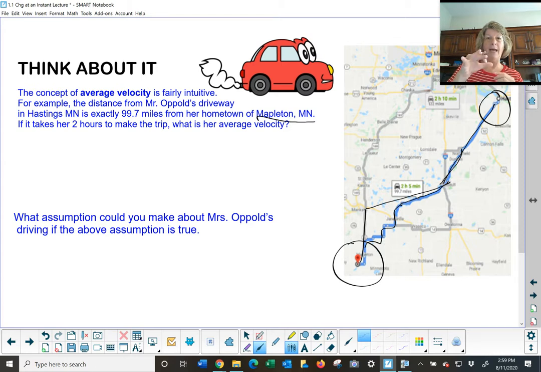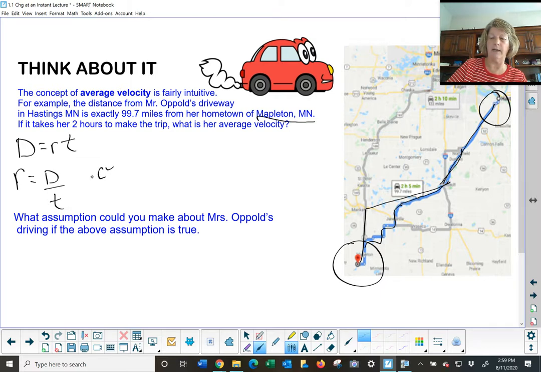Now, from my house in Hastings to my dad's driveway, it's 99.7 miles. And it takes me almost exactly 2 hours to get there. So what would be my average velocity? Oh, you're thinking about distance equals rate times time. Good idea. Well, I can figure out the rate by going distance divided by time, correct? I'm going to call my rate the average velocity.